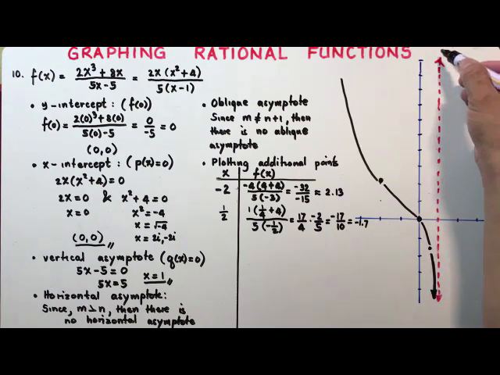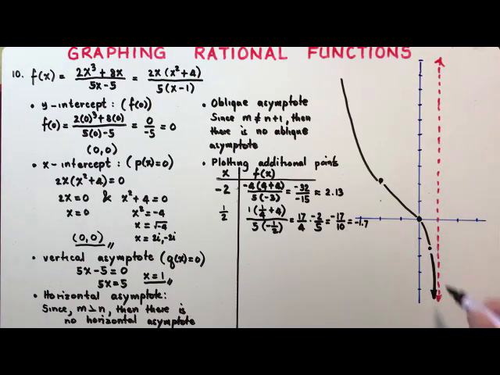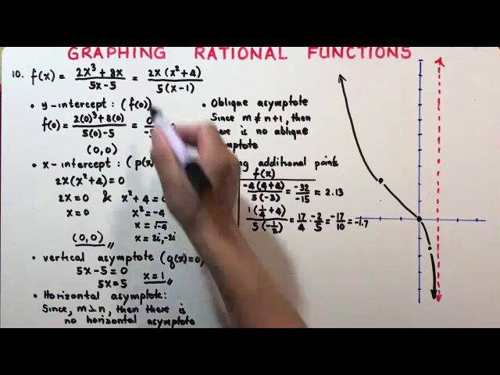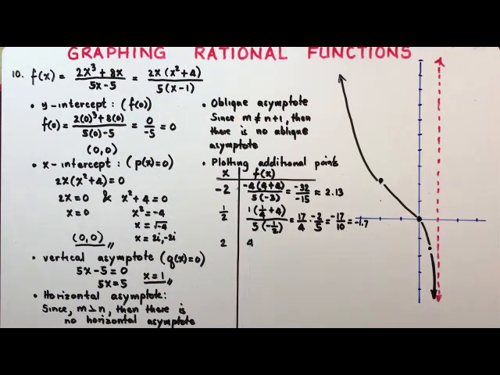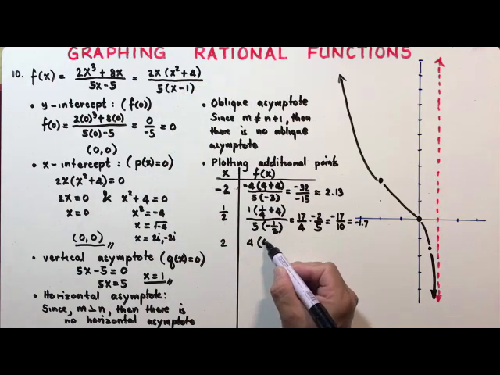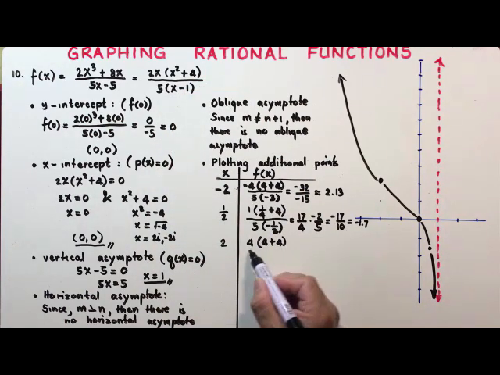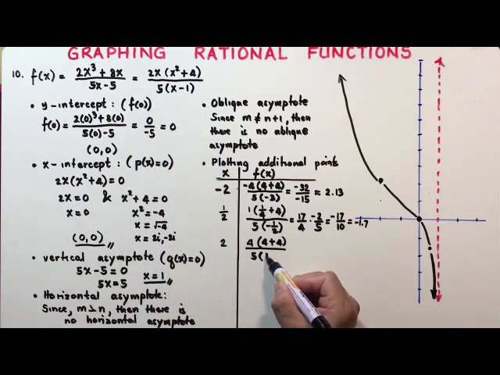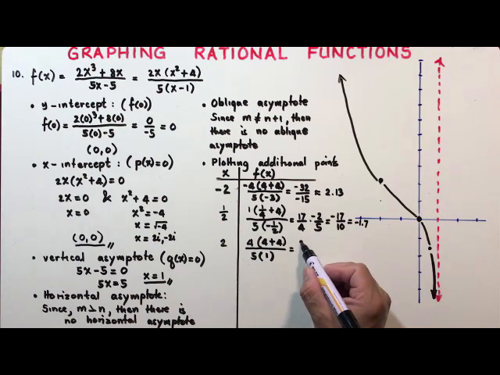So it tends to approach this vertical line, being the vertical asymptote. But I want to see what is the behavior of the function to the right of this vertical asymptote. So let's try when your x is 2. When your x is 2, 2 times 2 equals 4. And 2 squared is also 4, so plus 4. And this will be divided by 5 times 2 minus 1, which is 1. So simplifying this one using simple arithmetic, that is 4 plus 4 is 8, and 8 times 4 is 32.